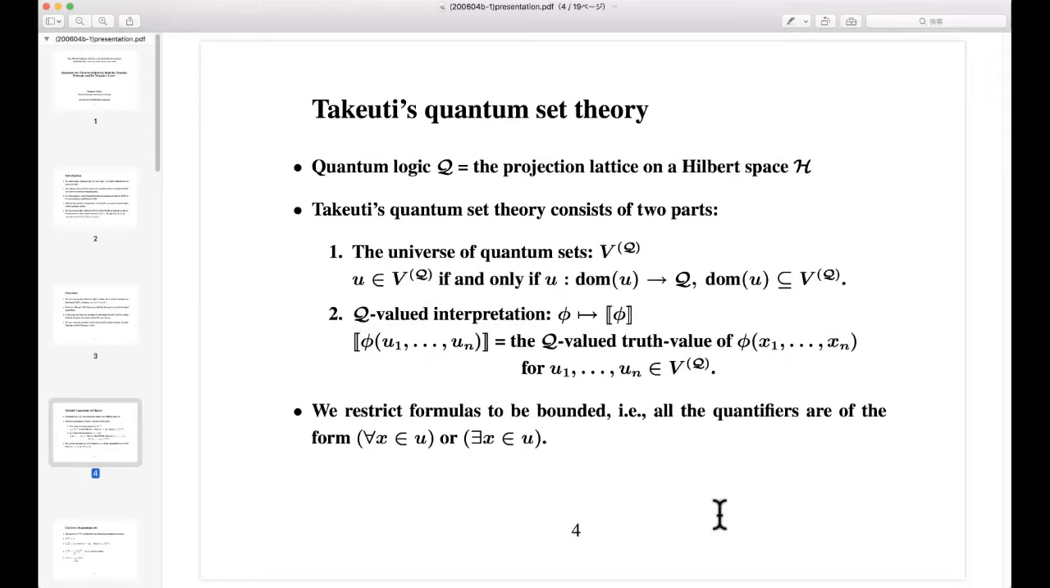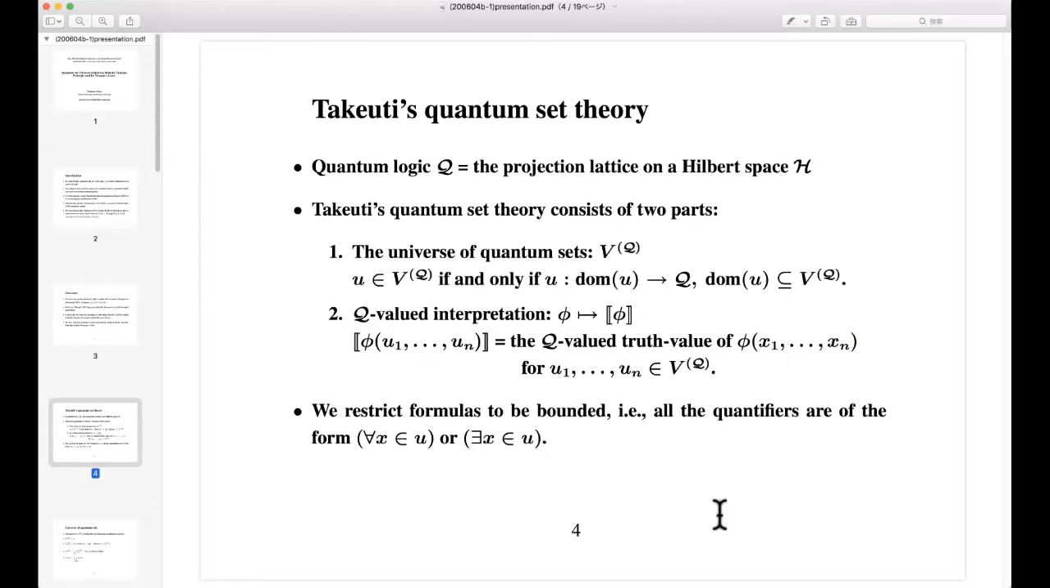The universe V^Q is characterized as follows. Every element u in V^Q is a function from a subset of V^Q to the quantum logic Q. So it's like a fuzzy set with values in quantum logic.